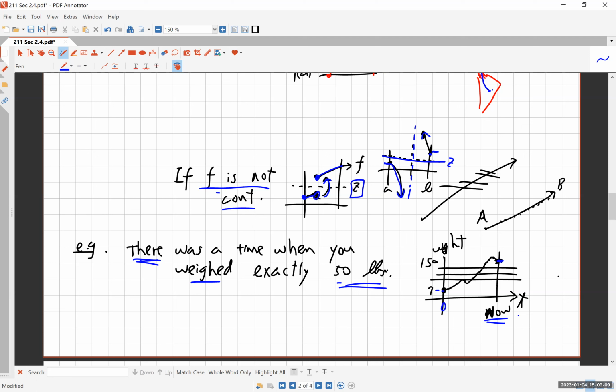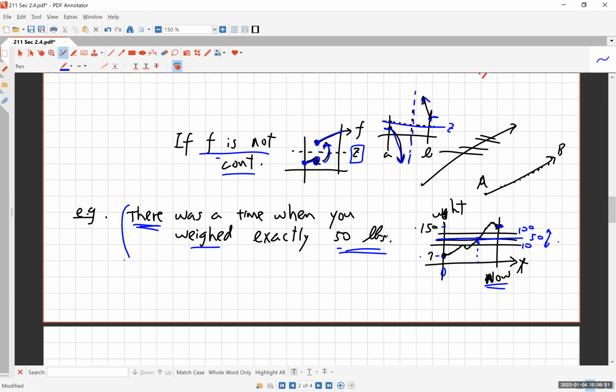Now we assume that the weight function is continuous, because you are not going to jump from 10 pounds to 70 pounds in the next moment. So it's continuous. Once you assume the continuity of this weight function, anywhere between 7 and 150, like here's a line of 50, there was a time in your life when you weighed exactly 50 pounds. And also when you weighed 100 pounds or 10 pounds, because all of these are intermediate values between 7 and 150.